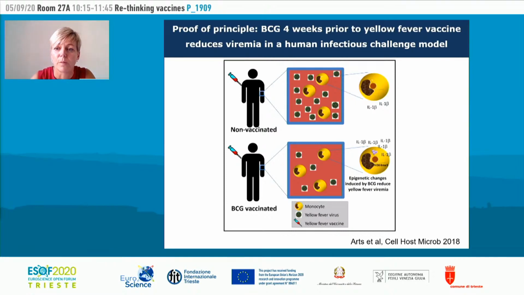And I want to show you one piece of evidence here from an experiment we did with Dutch collaborators. We took Dutch medical students and randomized them to BCG vaccine or no BCG vaccine, and 4 weeks later, we gave them a yellow fever vaccine as a challenge. And we could show that BCG vaccine induced epigenetic modifications in the innate immune cells, leading them to produce more IL-1 beta, among others, and also other cytokines, which again led to reduced yellow fever viremia.